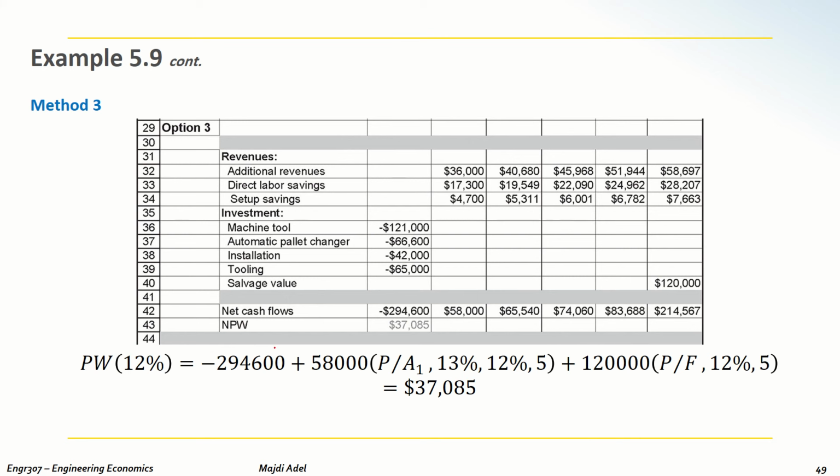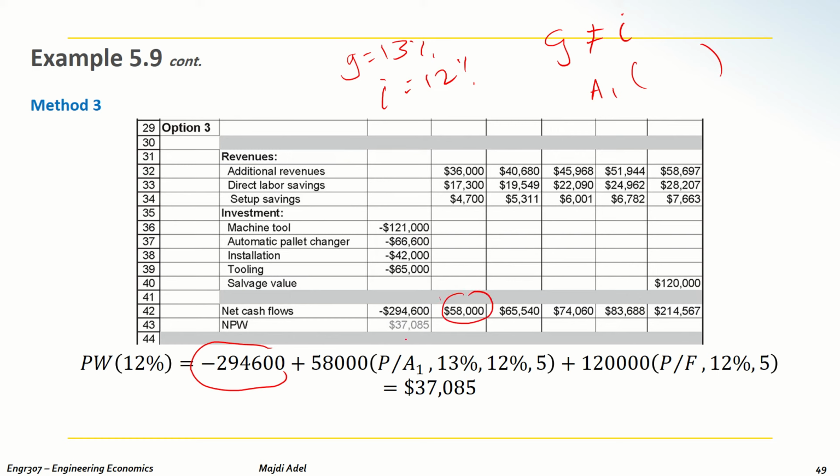The investment is minus $294,600. And I have a geometric gradient, G equals 13% and I equals 12%. So G doesn't equal I. I use the long equation, which is A1 multiplied by the equation. So this is A1, $58,000. Calculate B given A1, 13%, 12%, 5 years, and also I have the salvage value. Calculate B given F, 12% and 5 years.